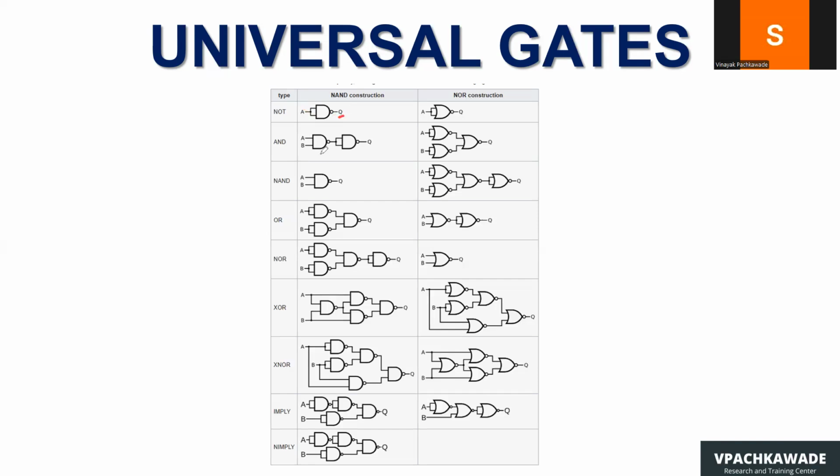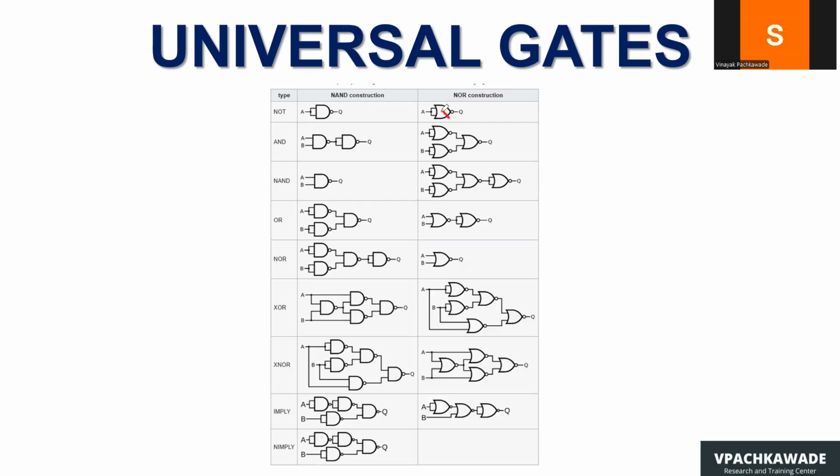Output is Q. So when A is at logic 0, output Q is logic 1. When A is at logic 1, output Q is logic 0. That is how this single NAND gate with both of its inputs shorted together is acting as an inverter, or simply a NOT gate. How about using NOR to create a NOT gate?